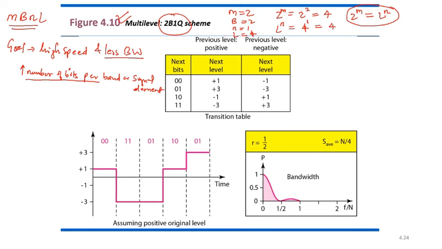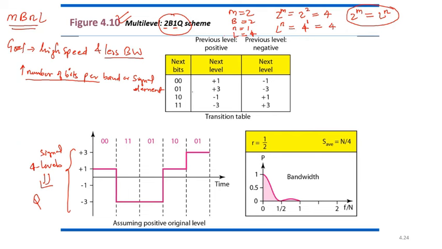The 1 stands for one signal level used for one set of data element, and Q stands for quaternary. That means there are four levels in the signal: +3, +1, -1, and -3. So there are four different signal levels, and that's why it is called Q, quaternary. One signal element is used for one set of data element, that's why it is called 1. The 2 stands for two bits. Two bits go into one signal element. So these are all four combinations of data element.